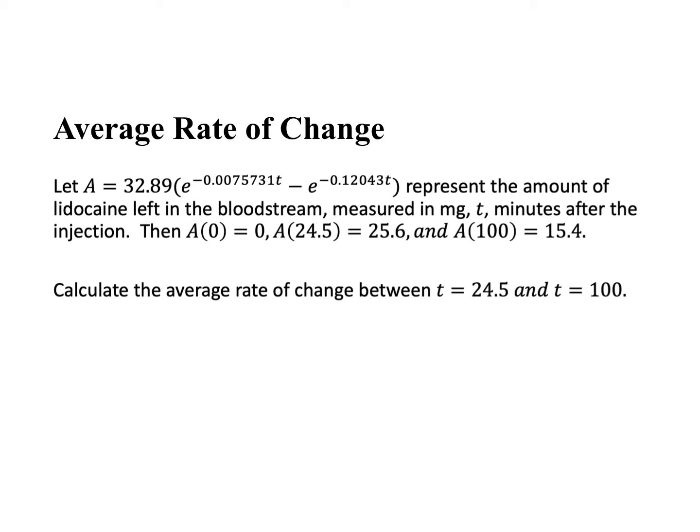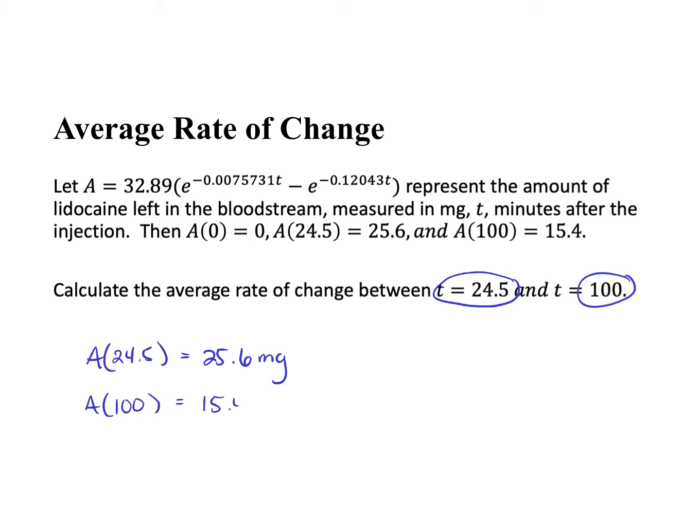So I want to calculate the average rate of change between 24.5 minutes and 100 minutes. So what is the rate of change of lidocaine left in the bloodstream over this time interval? If we substitute t into the equation and calculate A of 24.5 minutes, substituting that in for wherever t is in the function, it turns out that that's 25.6 milligrams. And then when we substitute in 100 minutes, wherever you see t in the formula, it will give you a corresponding value of 15.4 milligrams.